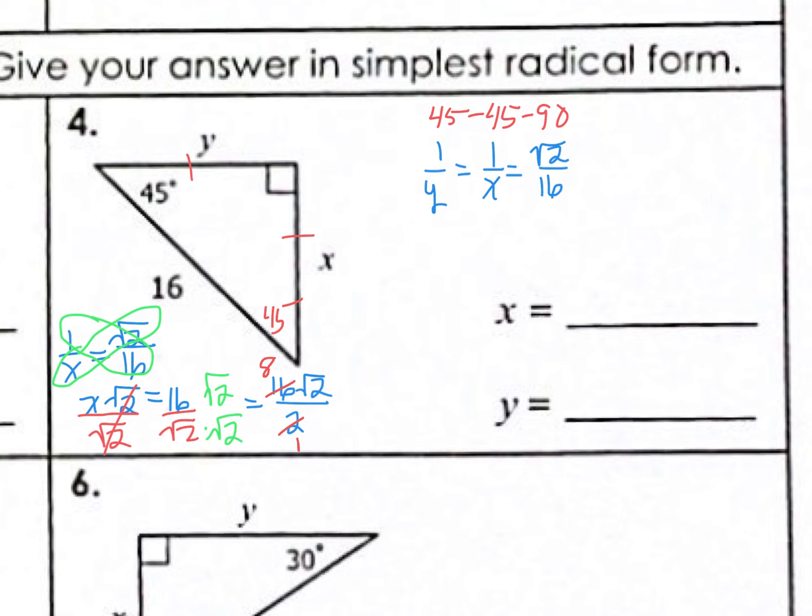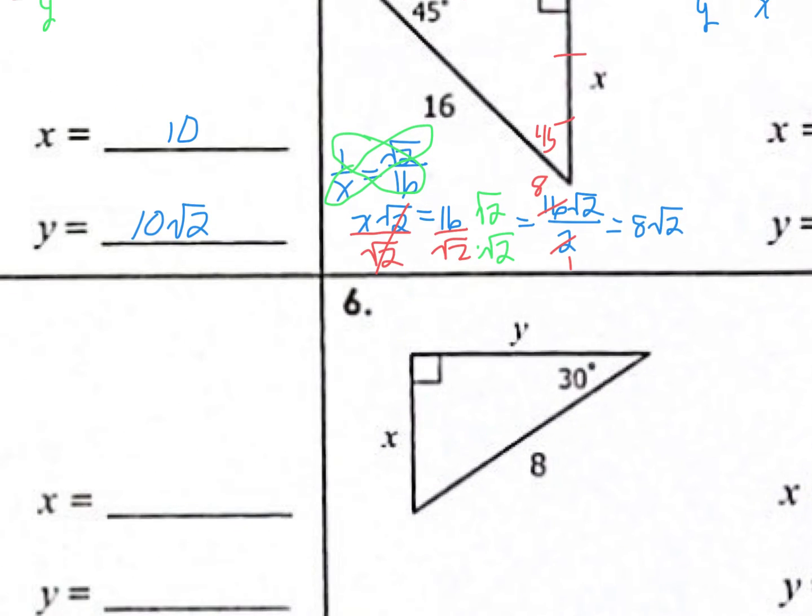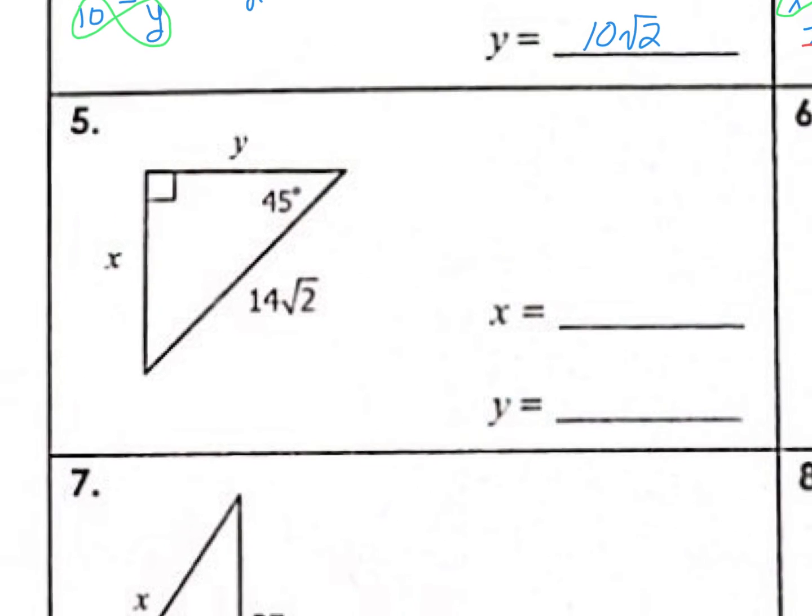2 goes into 16 8 times. So we end up with x equaling 8 radical 2. So x is 8 radical 2, and y also has to be 8 radical 2. So that one was a little bit more involved. Let's look at one more 45, 45, 90 triangle.